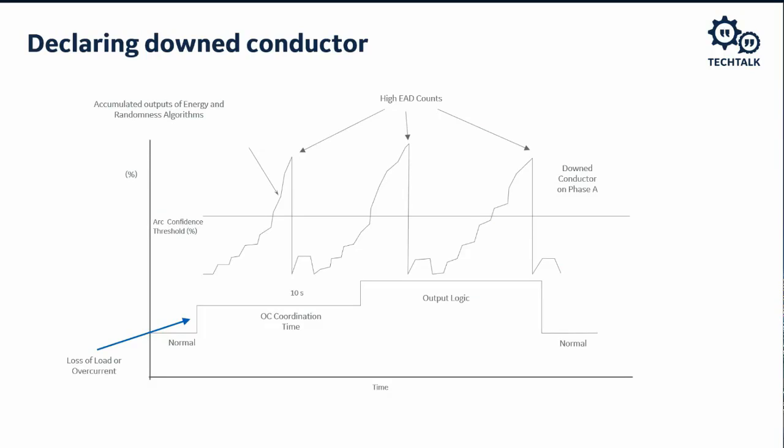Here's an example of method F declaring a down conductor. These oscillograms are available to you to determine the functioning of the HIF algorithm outputs. Here we see a sudden loss of load or an overcurrent condition that starts the overcurrent coordination time. Once this timer here, 10 seconds, expires, there are sufficient expert arc detector counts greater than the arc confidence threshold level to declare a down conductor on phase A.